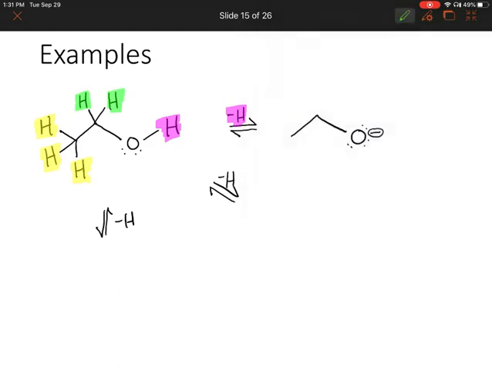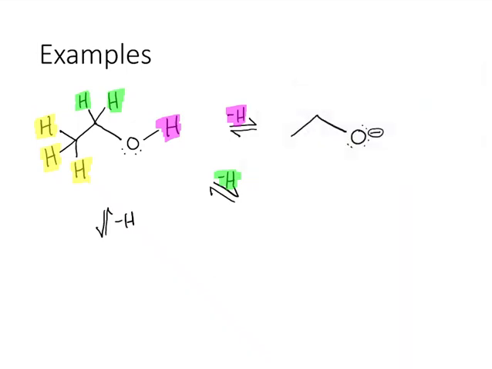Now what would happen if we lost one of the green hydrogens? So we would have our purple hydrogen still attached, but once we lost one of the green hydrogens, that would leave a lone pair on that second carbon. So that second carbon would be negatively charged.